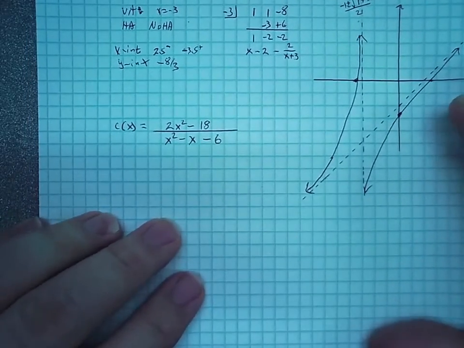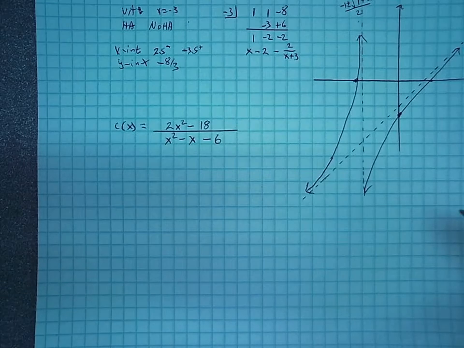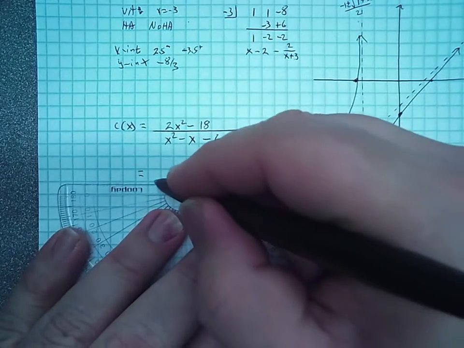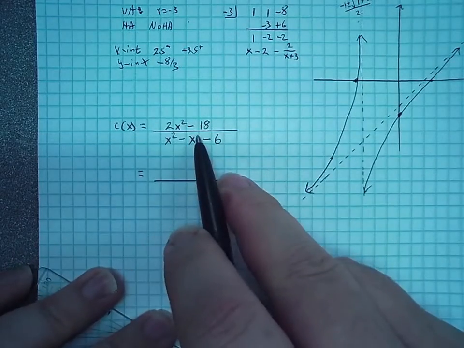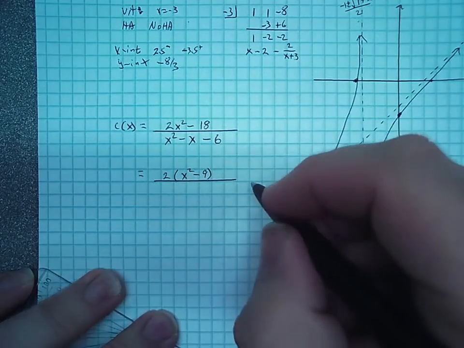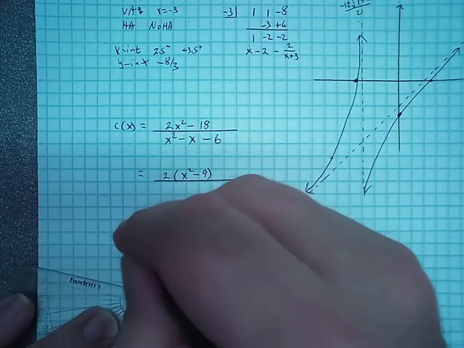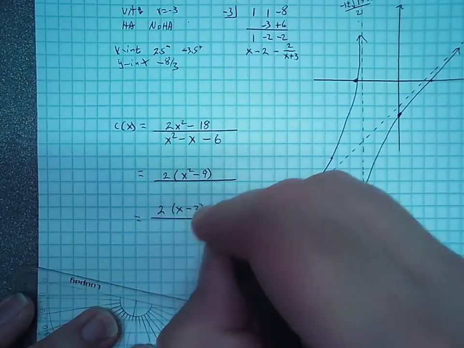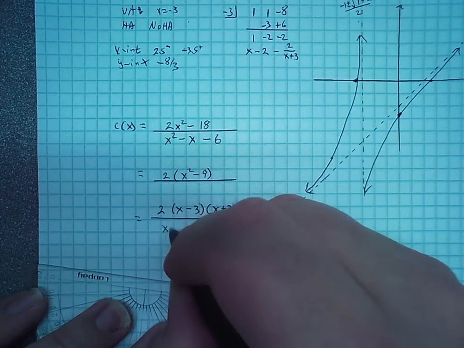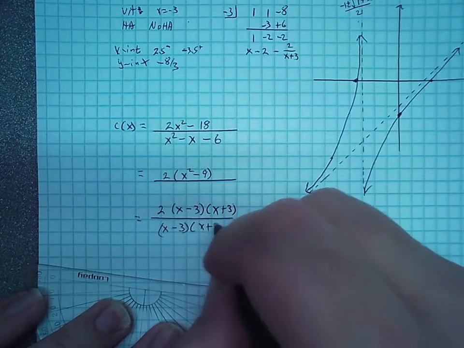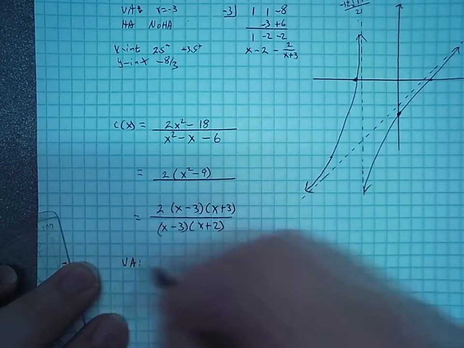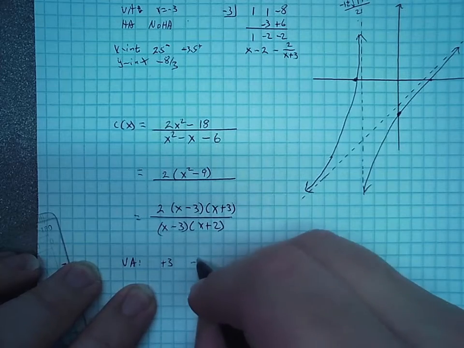Okay, my next example is the one with the removable discontinuity, just to warn you. The top we can factor. I might need a new piece of paper. So the top, we factor out the 2, we get x squared minus 9, which is the difference of squares. So that's going to be 2 times x minus 3 times x plus 3. And the bottom is just x minus 3, x plus 2. So when I work out my vertical asymptotes, it looks like we're going to have positive 3 and negative 2.